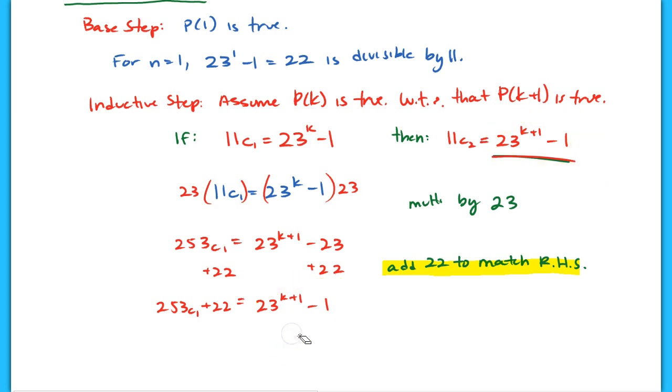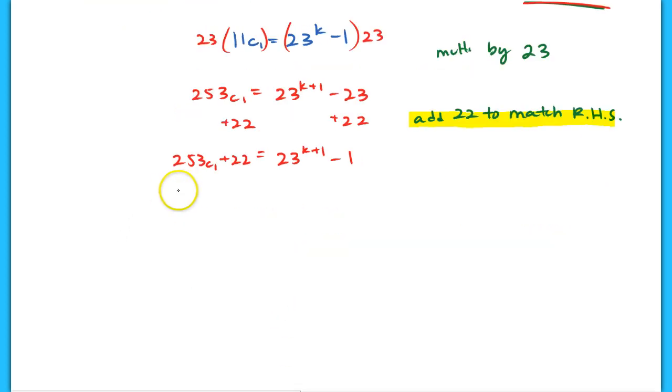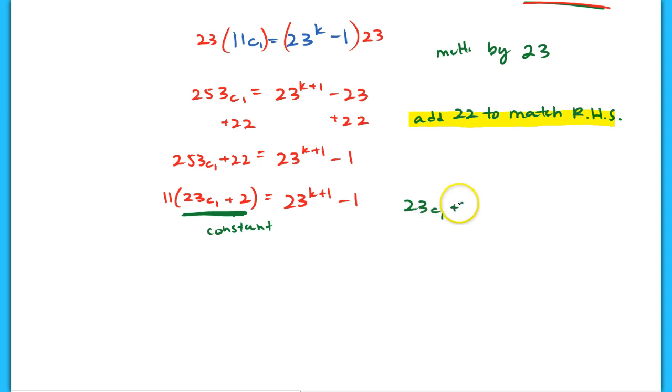Alright, now that I've done that, I want to work on the left-hand side. I'm going to factor out an 11 here, and now I'm going to write this as 23 times that constant plus 2 is equal to 23 to the k plus 1 minus 1. Okay, now here's the weird part, because I think everything so far has been pretty easy to understand algebraically. Now, this term here, 23 times c1 plus 2. Remember, this is just a number times another constant, plus another number. So this is really just a constant.